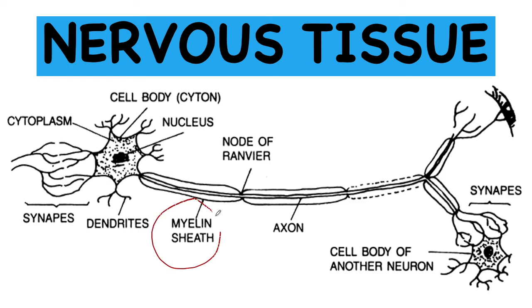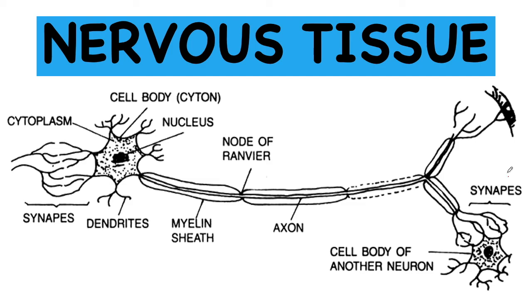Next is myelin sheath. Can you see this covering? This covering is a myelin sheath. It is a covering made up of fat tissues, so it works as an insulator around the axon. Next is node of Ranvier. The nodes of Ranvier are the gaps between the myelin sheath where axons are not covered by myelin sheath. So this is the part where the axon is not covered by any sheath. This gap or this space or this junction is known as node of Ranvier.